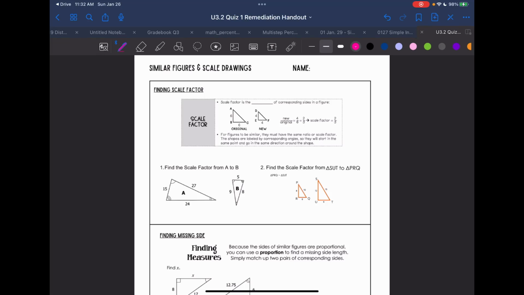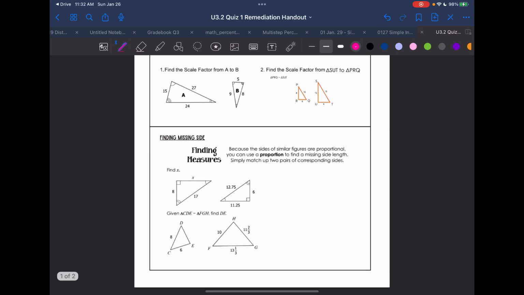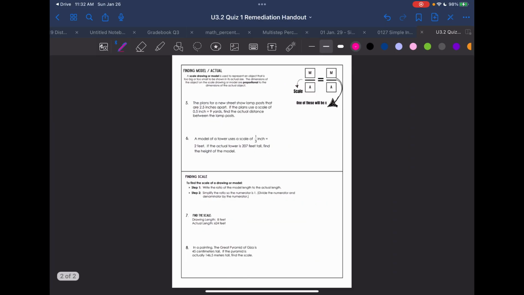The first quiz of this unit covered similar figures and scale drawings, and you had to be able to do 4 different things relating to similar figures and scale drawings. So the first one was finding the scale factor. The second one was finding a missing side given 2 similar figures. The third thing was finding the model or the actual given the scale. And then the fourth thing was actually to find the scale.